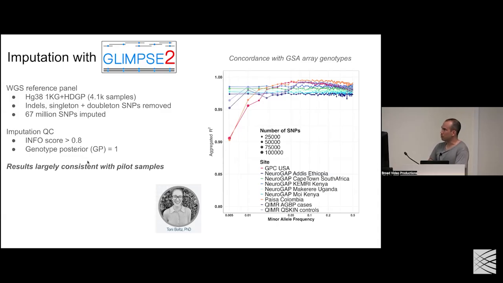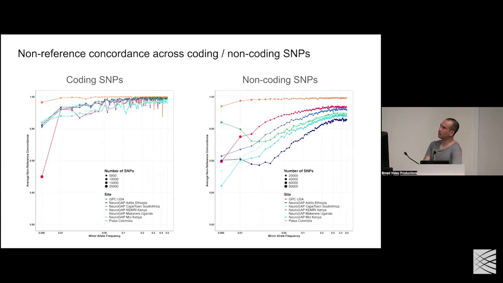Anyways, we do some QC. We look at concordance with those arrays. We see results that are largely consistent with what we were seeing in our pilot samples, which is very encouraging, across many different ancestries and different groups. Even at the lowest frequency that we could examine using this GSA array, which is not quite as sensitive as those whole genomes, obviously, we are still above 90% in terms of our R-squared metric. So things looked good there.